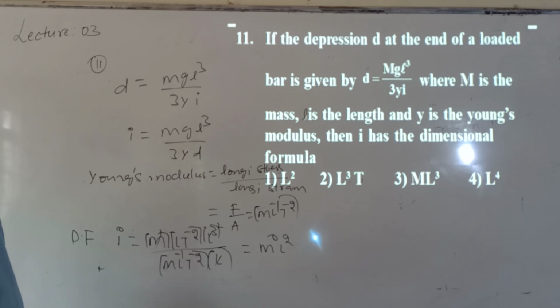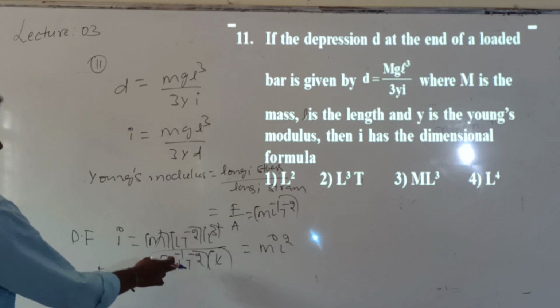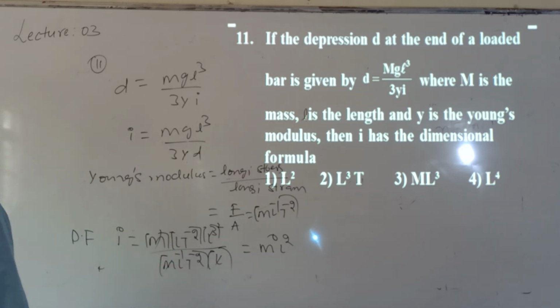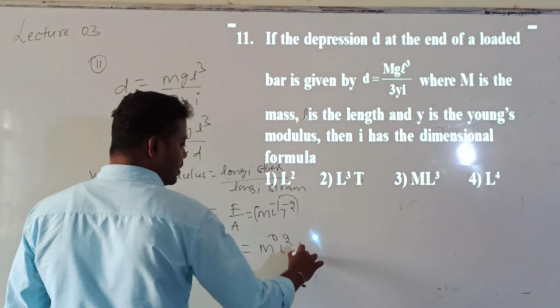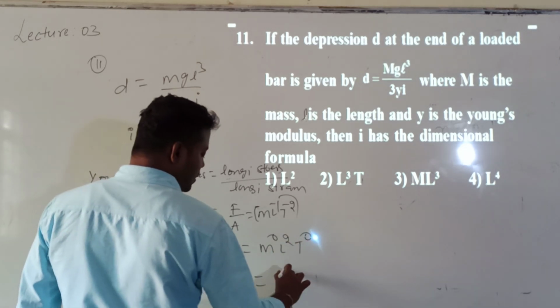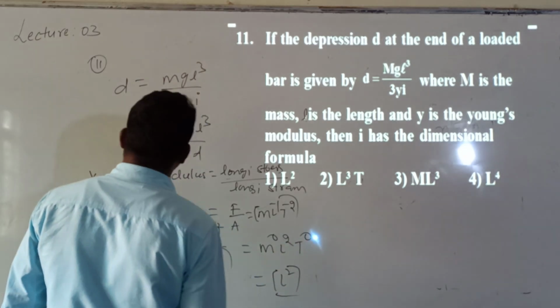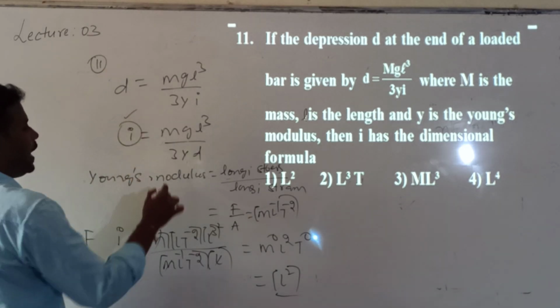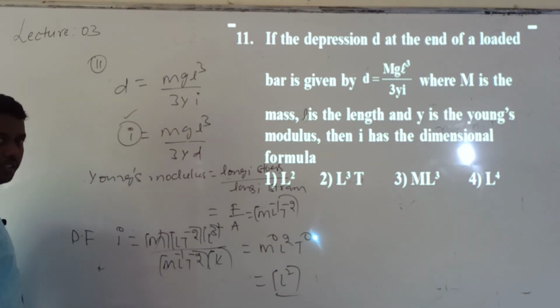What about T? T power minus 2 will go to the numerator, that is T power plus 2, that is T power 0. So the dimensional formula is only L square. I has a dimensional formula of area, L square.